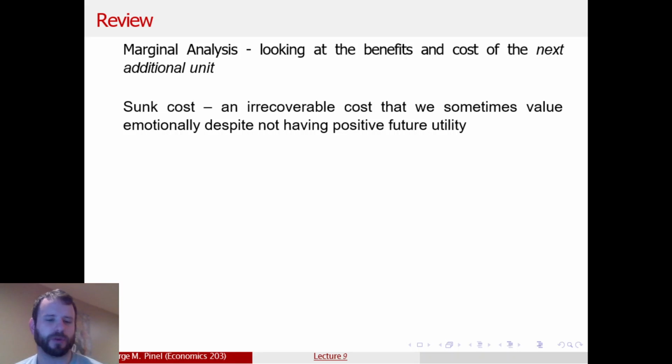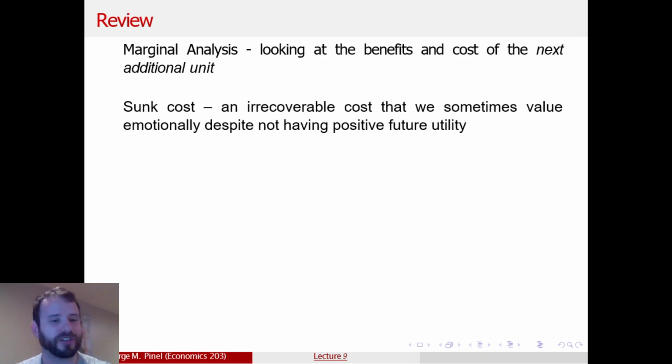An example I gave for sunk cost is, let's say you're with someone who you've been with for a while, but they suck, right? Their positive marginal utility in the future is way outweighed by, let's say, the opportunity cost of finding someone new. Just because you spent a lot of time with them doesn't mean that it's a good relationship, right?